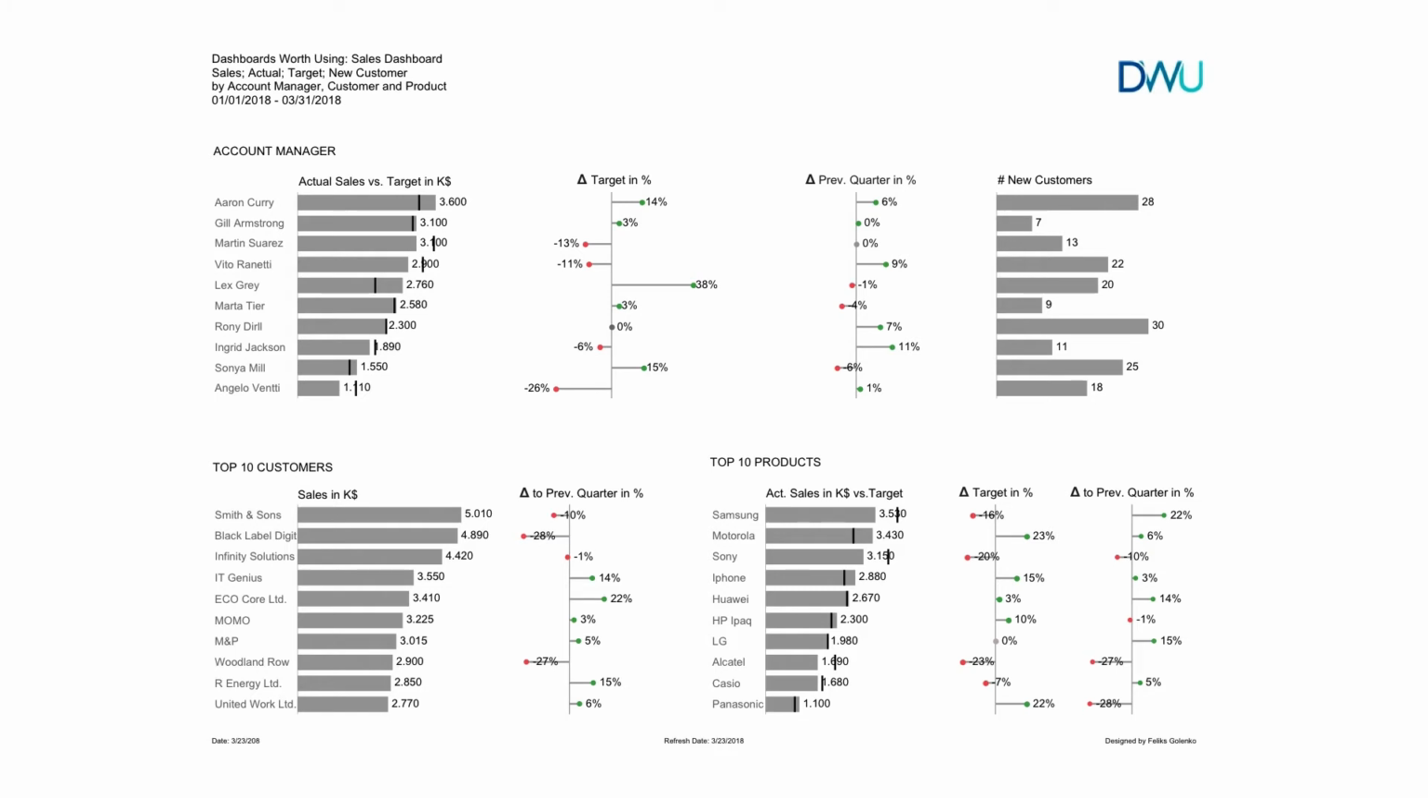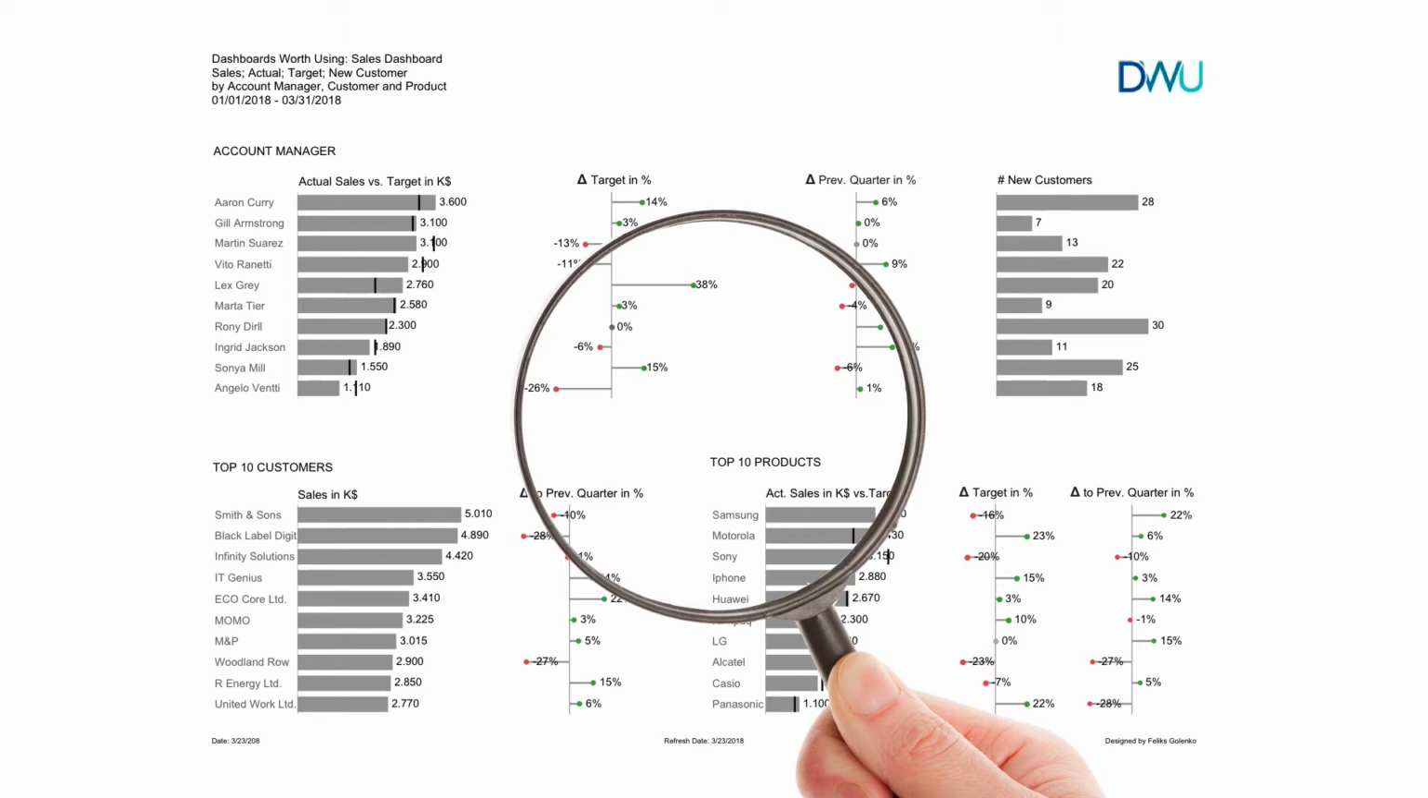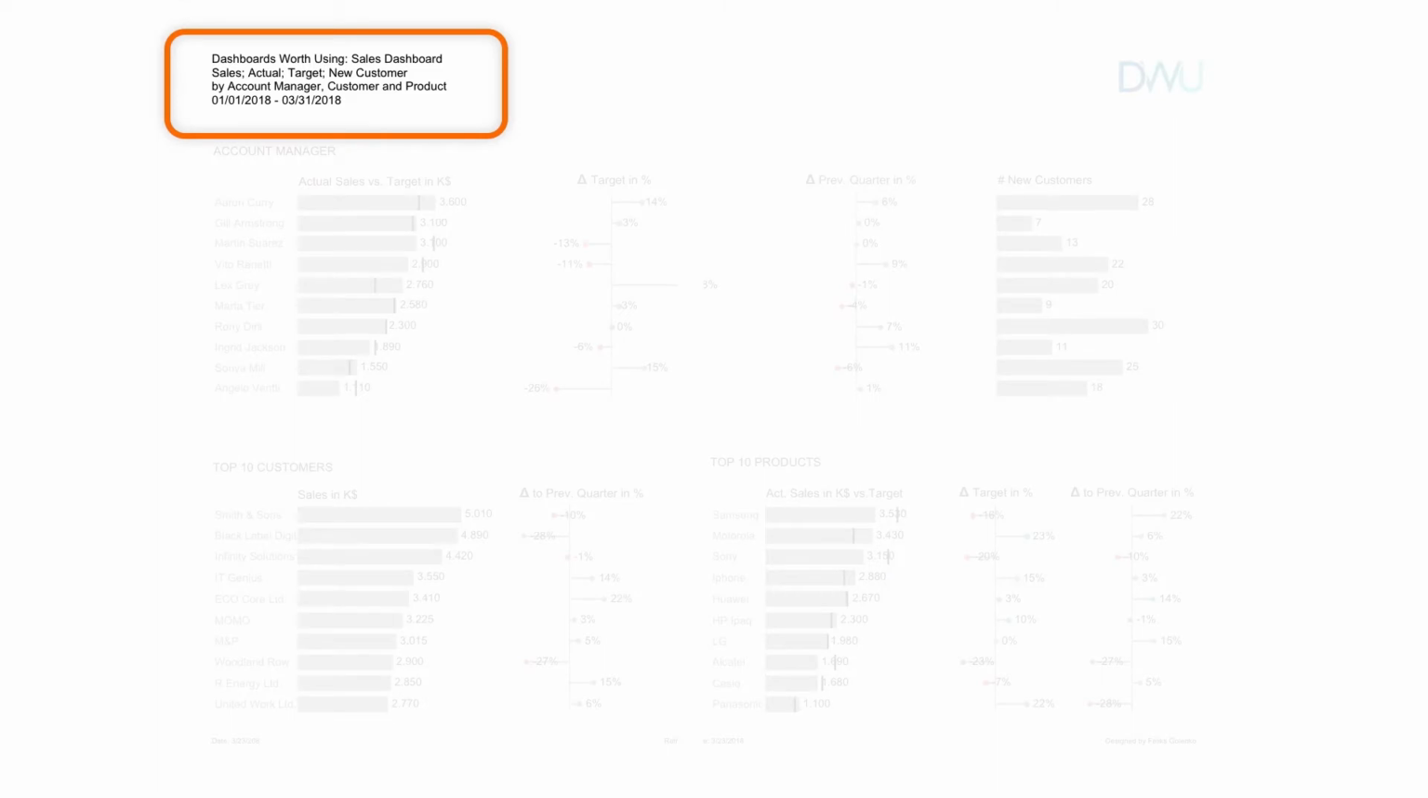And this is how the answers to these questions could look like. As always, let's take a closer look at how this dashboard provides these answers. First, the title sets the context. We are looking at actual sales in comparison to target. We're looking at the number of new customers. We're looking at them by account manager, by customer and product, and in this case for the first quarter of this year.